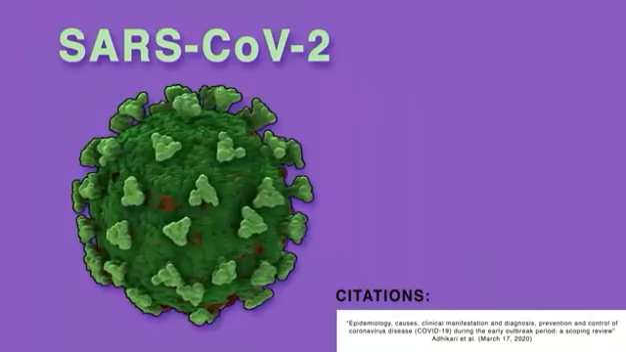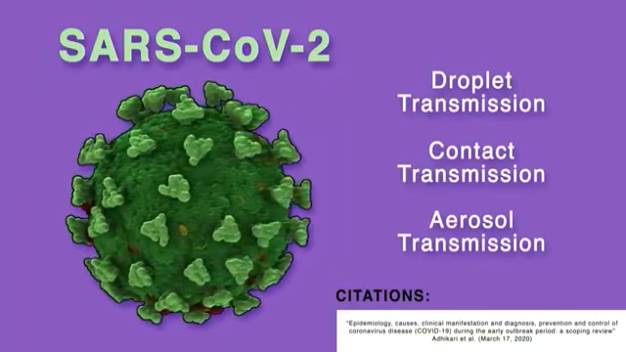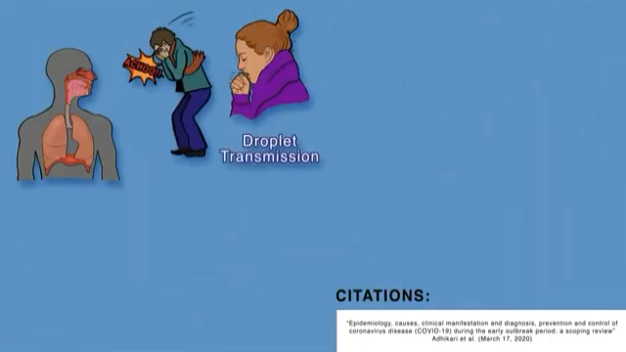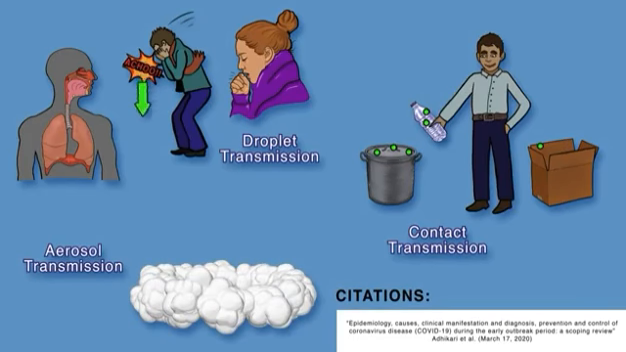Transmission of SARS-CoV-2 occurs via droplet transmission, contact transmission, and aerosol transmission. Droplet transmission occurs when respiratory droplets produced when an infected person coughs or sneezes are inhaled by a person nearby. Contact transmission occurs when a person touches a contaminated surface and then their mouth, nose, or eyes. Aerosol transmission occurs when respiratory droplets containing the virus mix into the air and are then inhaled.